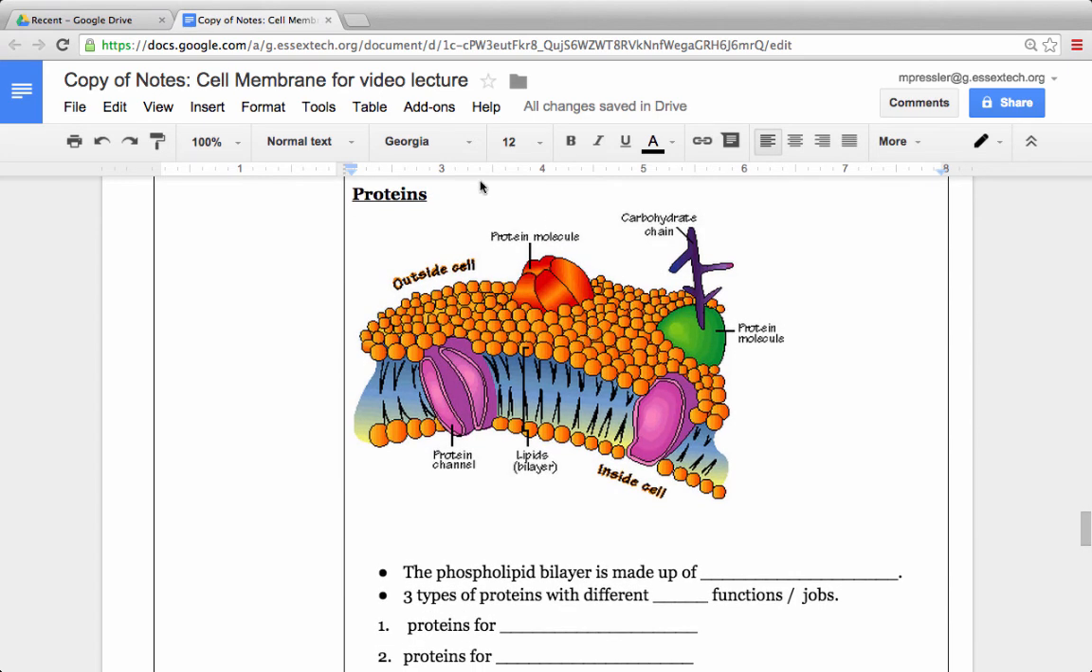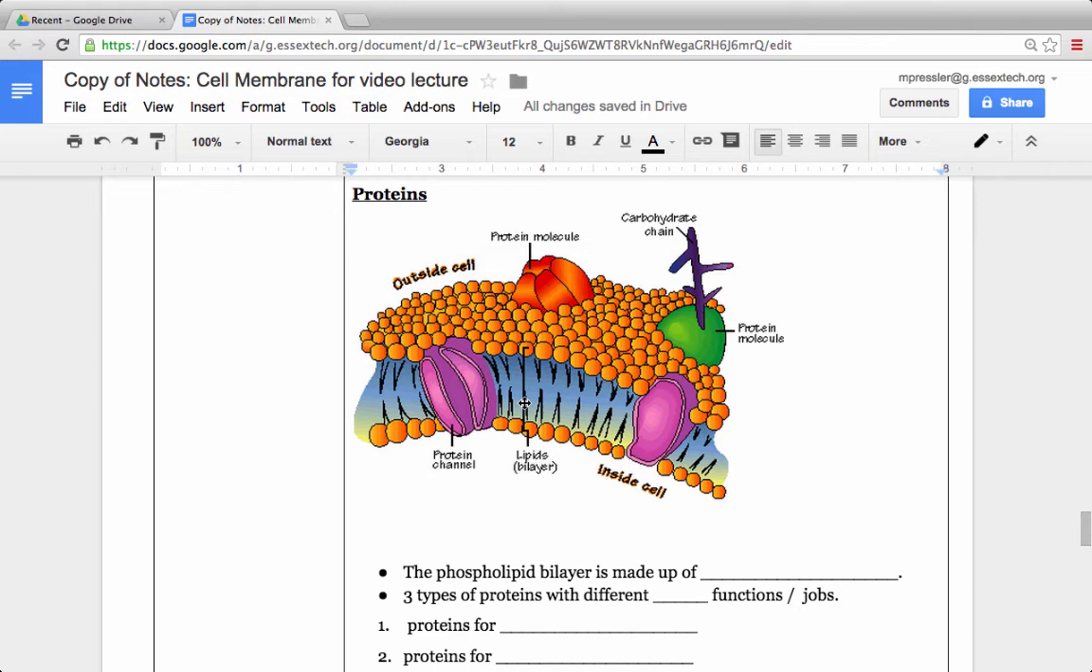Okay, let's talk about proteins on our cell membrane. The phospholipid bilayer is also made up of proteins. There are 3 types of proteins, and they have different functions. Some are used to transport or move big things like carbohydrates and proteins into or out of the cell if they can't get through easily.